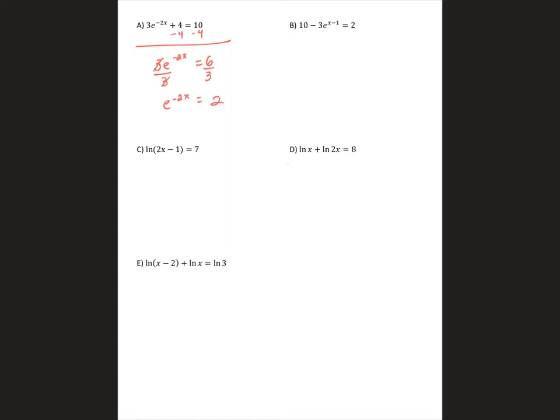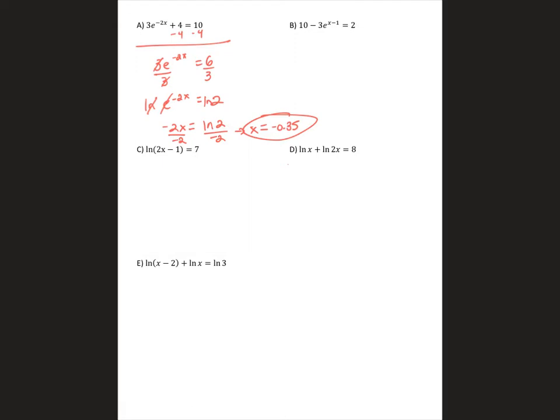And to get rid of e, I'm going to take the ln of both sides. Since ln and e are inverses, I get negative 2x equals ln of 2, and I can divide both sides by negative 2. And to solve for x, I get ln of 2 divided by negative 2, which gives me negative 0.35 if I approximate that decimal. Let's look at example B.